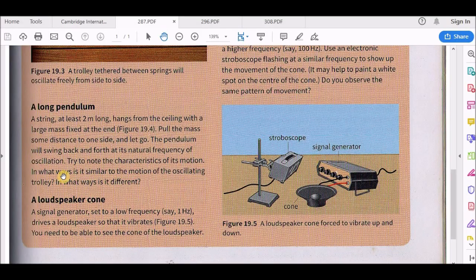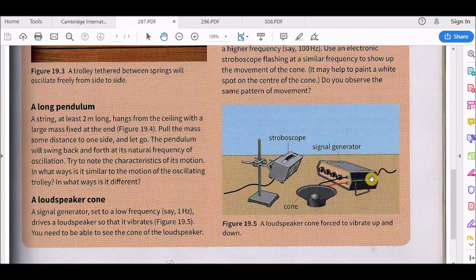So I think we answered all these questions. Here is another example, a loudspeaker cone. Now this loudspeaker cone can be set to vibrate at the frequency that we want using the signal generator. We set the frequency that we want this to vibrate or produce sound using this signal generator.